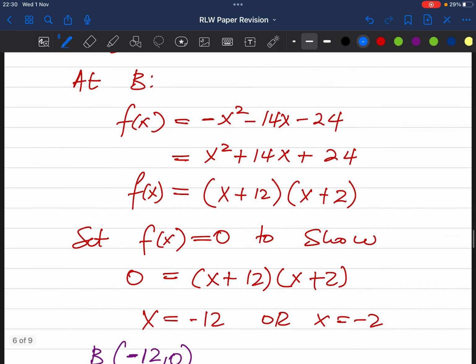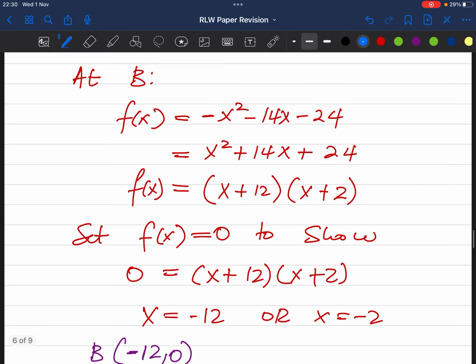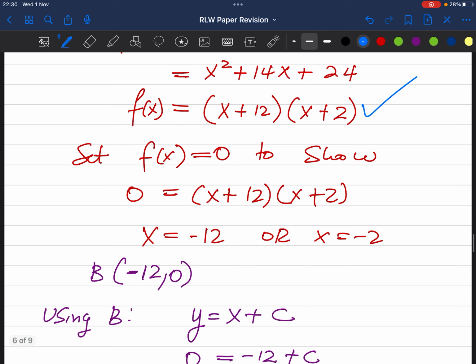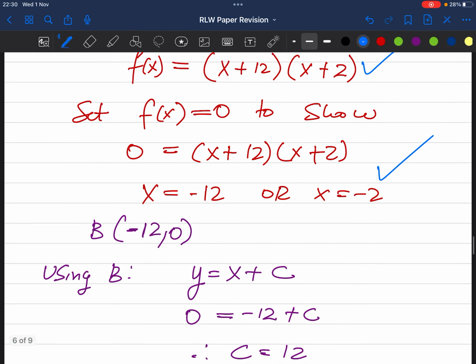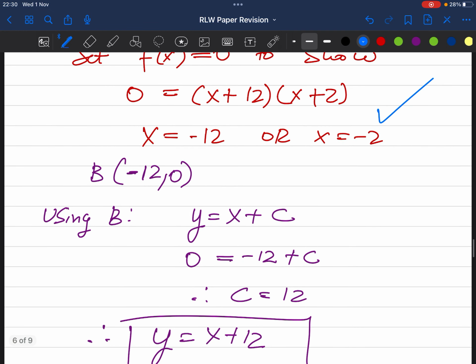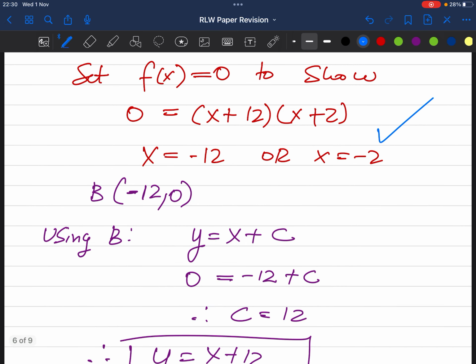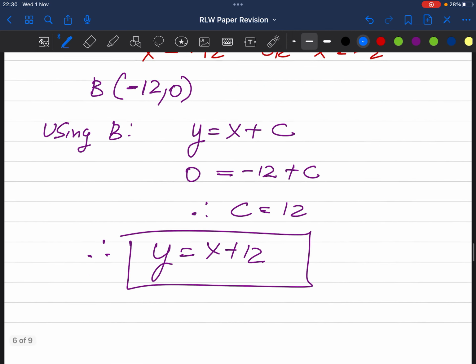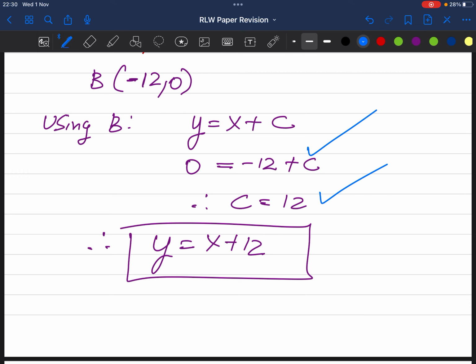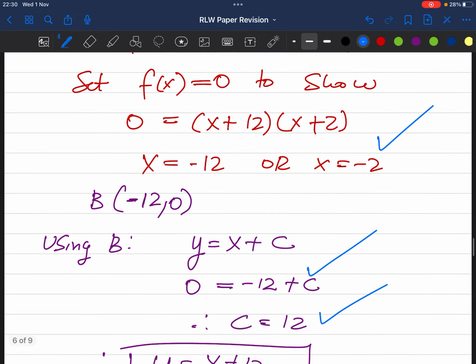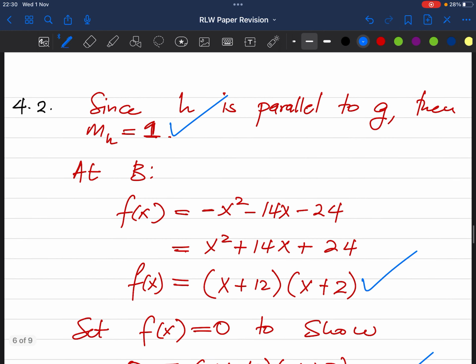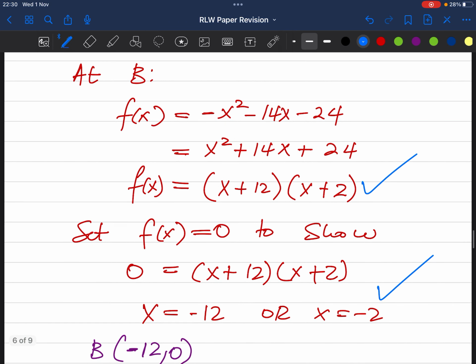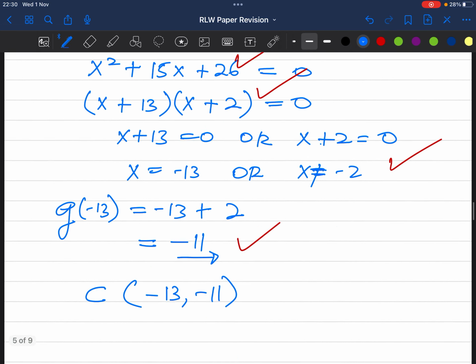I'm going to give you a mark for this. I'm also going to give you a mark for your factors and the values of x. I'm also going to give you a mark for noticing that these two lines are parallel and they share the same gradient. So that's 3 marks. 1 mark for that and 1 mark for your final answer there. So that's actually 5 marks.